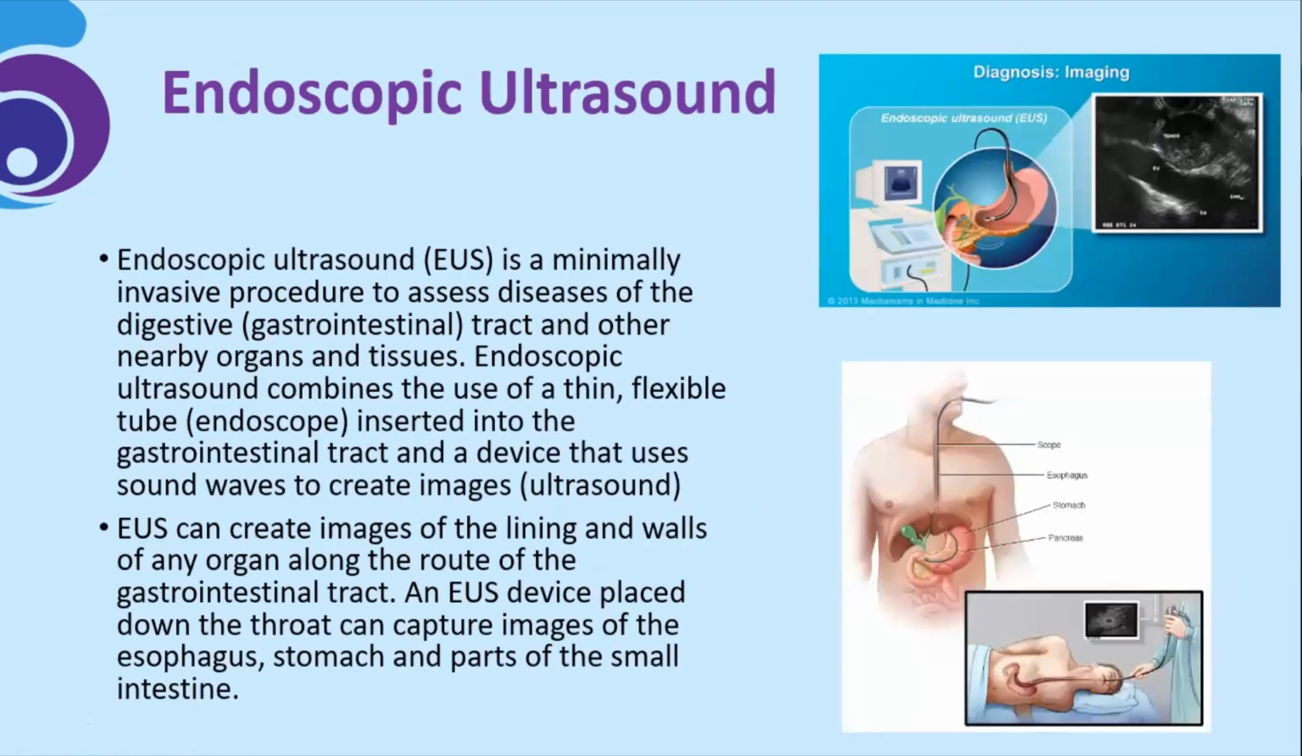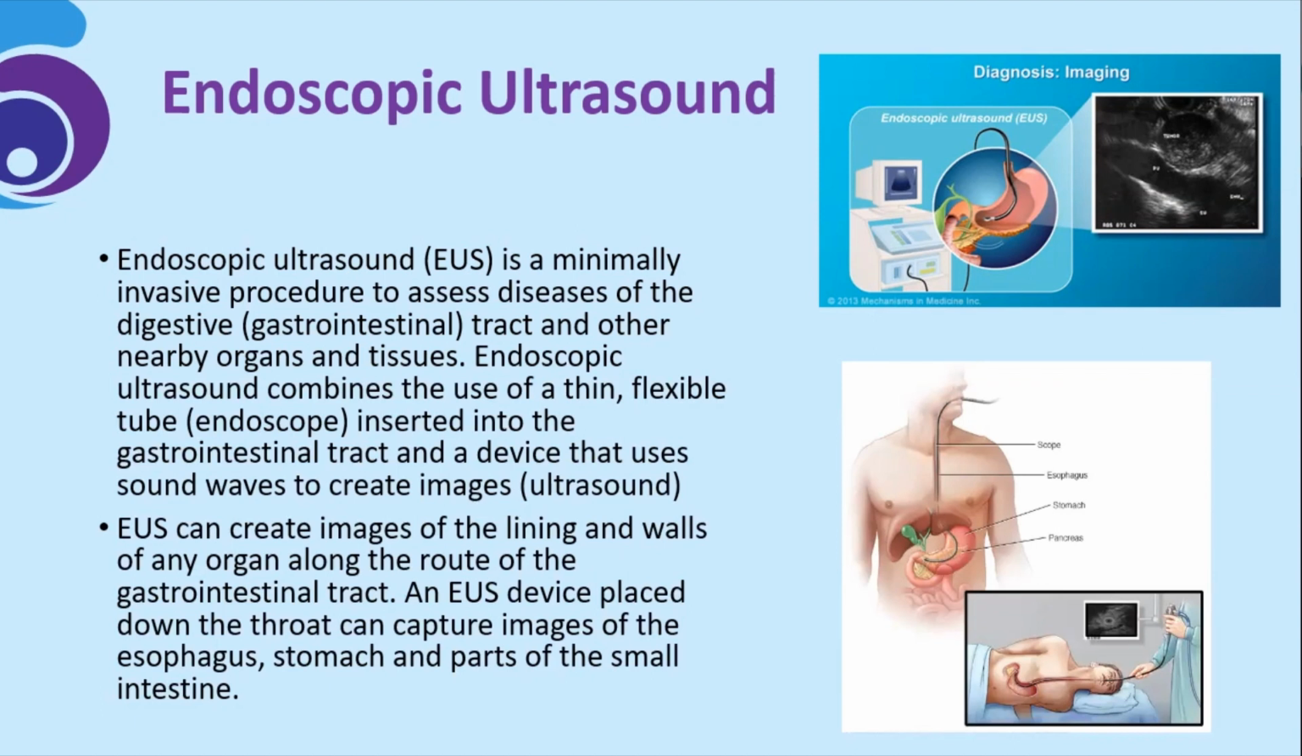The other imaging test that you may undergo is something called an endoscopic ultrasound. Now, endoscopic ultrasound is a combination of a gastroscopy and an abdominal ultrasound. So you might also have been sent off to have something called a gastroscopy. Gastroscopy is where a probe, a thin flexible tube or an endoscope, is inserted down into your gastrointestinal tract, into your stomach, and it can take pictures and biopsies.